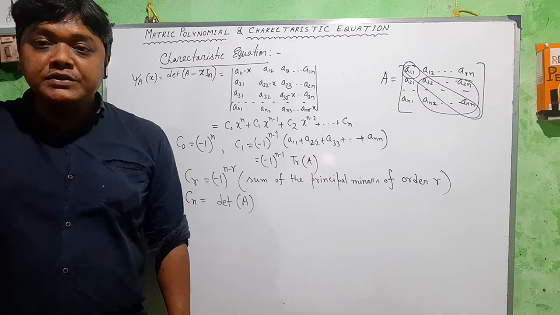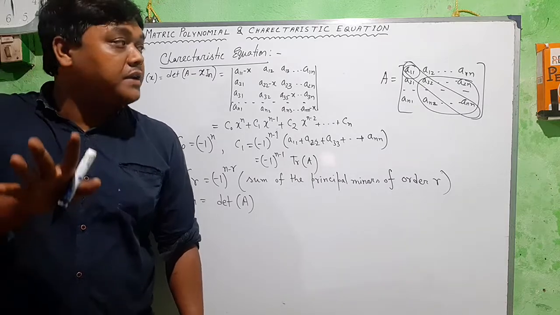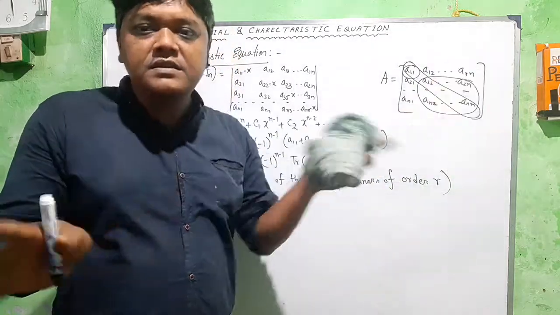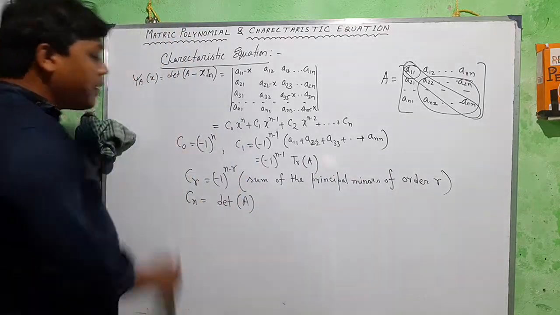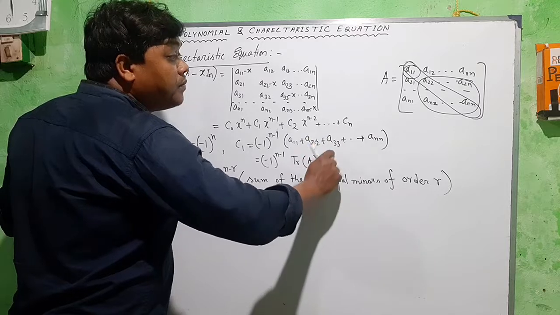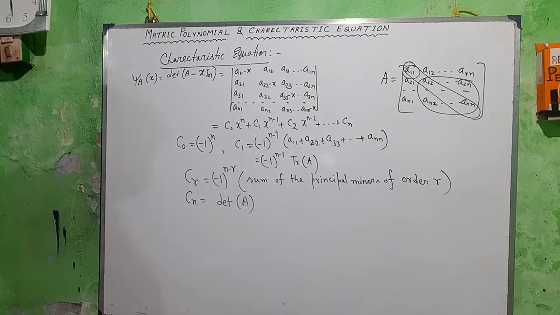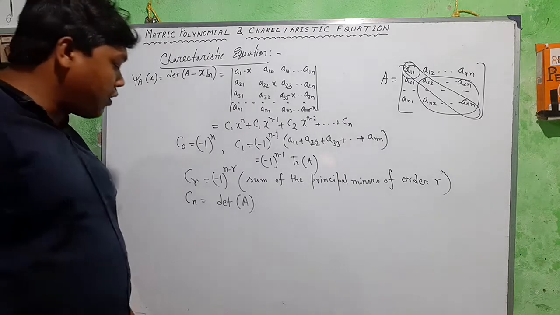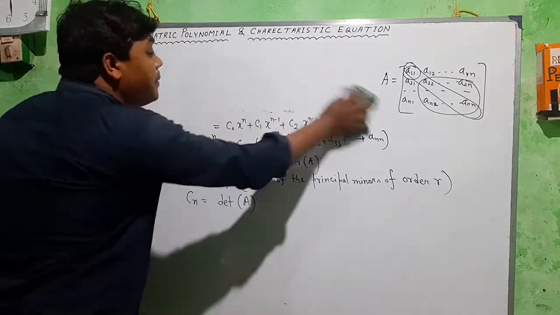C0, C1, C2, Cn are the coefficients of this polynomial, and these coefficients can be expressed as the elements of the matrix in some multiplication and permutation combination. So C0 equals minus 1 to the power n, C1 equals minus 1 to the power n minus 1 into the sum of the diagonal elements A11, A22, A33, ANN of the matrix A, that is minus 1 to the power n minus 1 trace A, and Cr equals minus 1 to the power n minus r, sum of the principal minors of order r, and Cn equals det A. Let us discuss some examples.